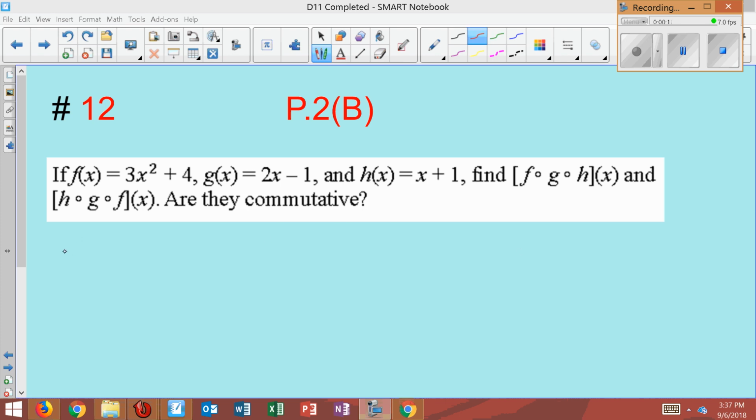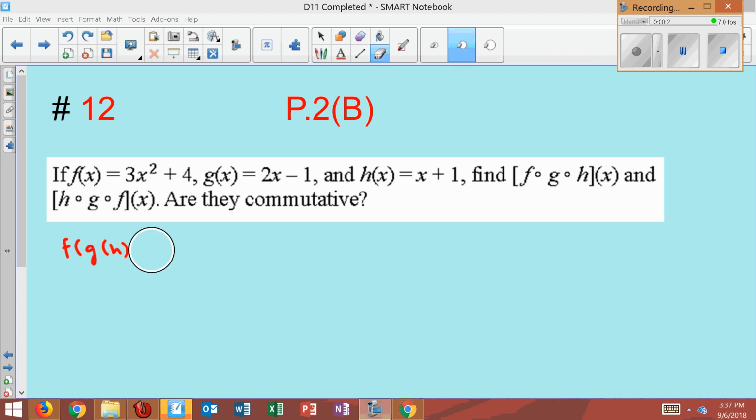So let's first start with f of g of h, which is another way you could write this, just like that. Sorry, I need to put this on the inside. 1, 2, 3. Like that.